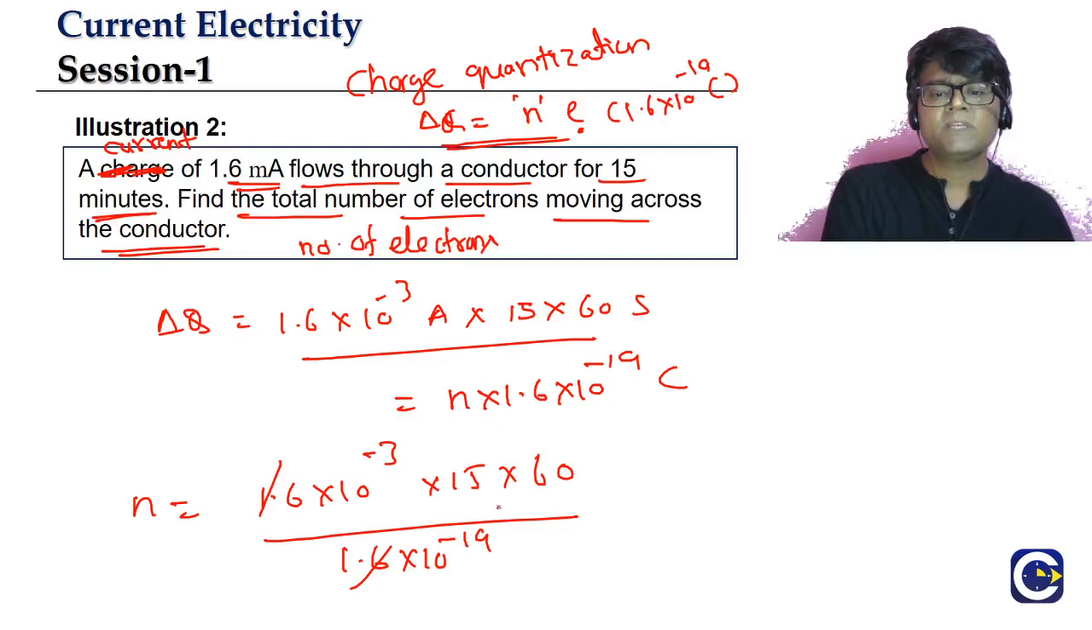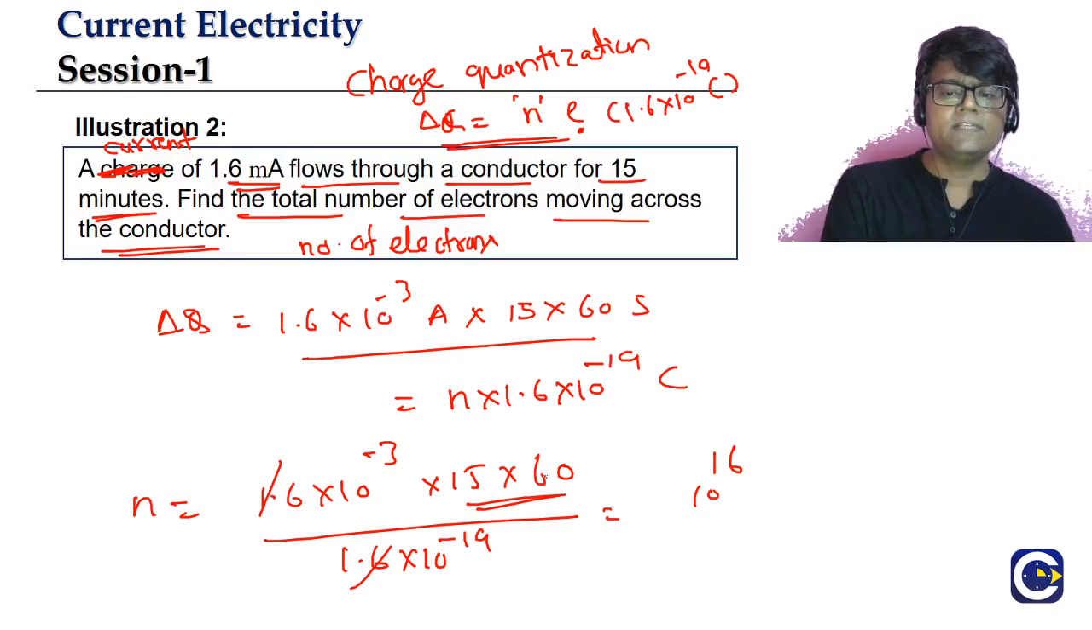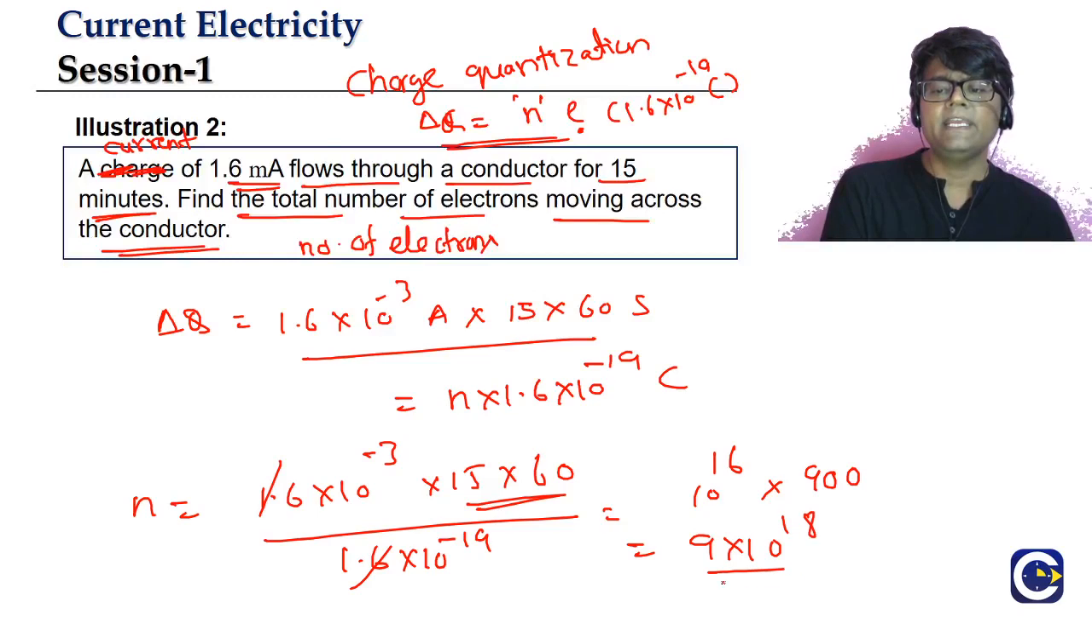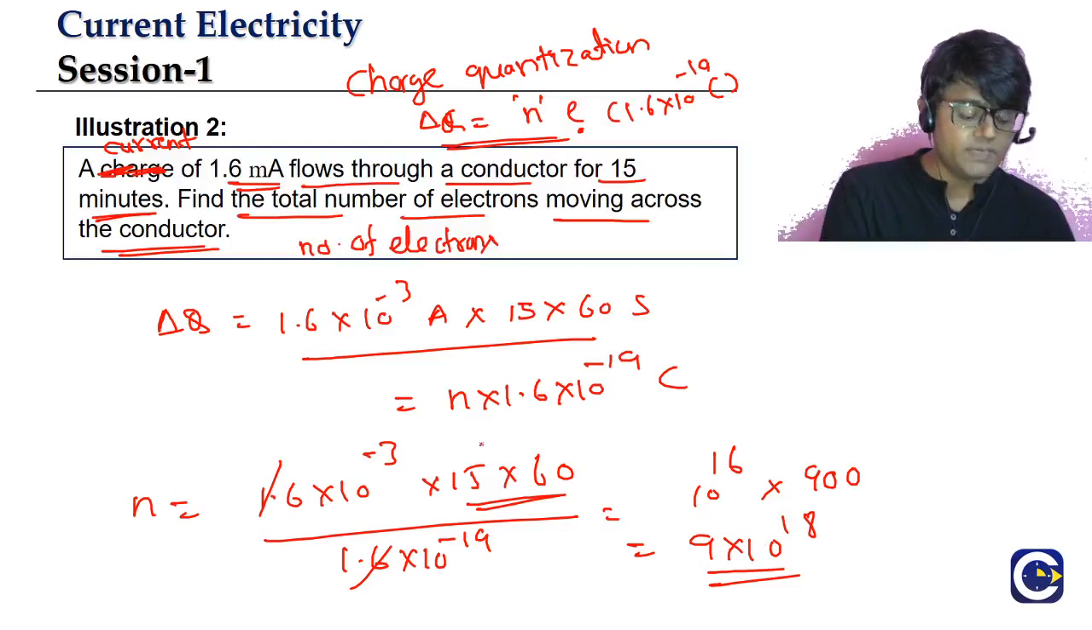Just this 1.6 into 10 power minus 19 will go to the other side, into the denominator. 1.6 is cancelled. Then 10 power minus 19 will go to the numerator, it will become 10 power plus 19. So 10 power plus 19 into 10 power minus 3 is 10 power 16. 15 into 60 is 900. So we can say 9 into 10 power 18. So this many number of electrons must be flowing through the conductor. Clear, guys? We must have got the answer as 9 into 10 power 18.